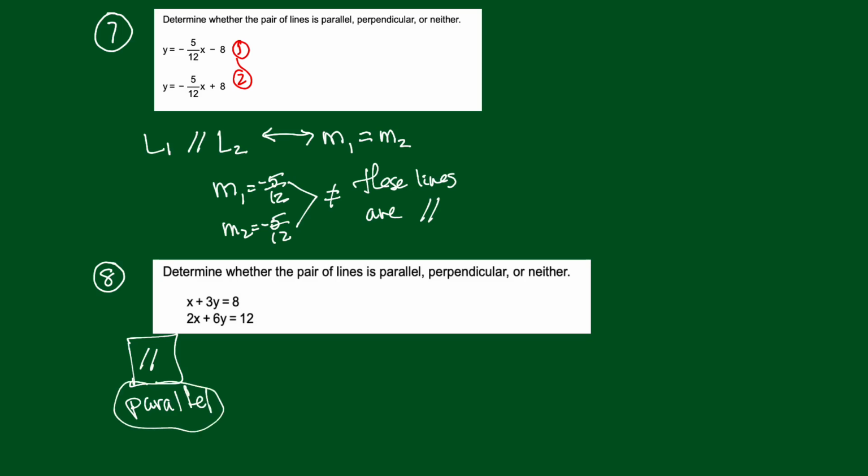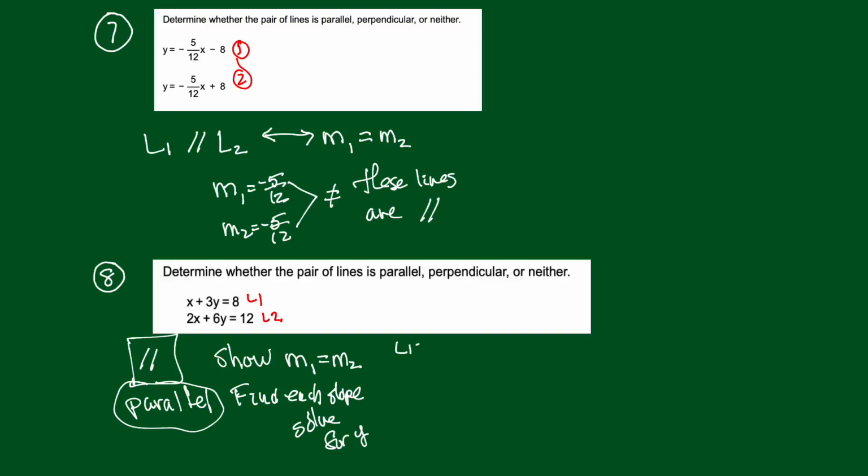Now, if I have to actually prove it, if I call this line 1 and this line 2, I'm going to have to show that the slope of line 1 is equal to the slope of line 2. So let's find each slope. Solve for y.